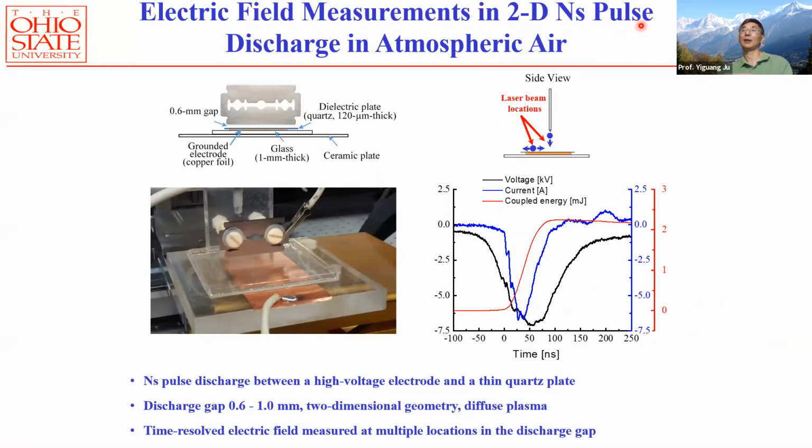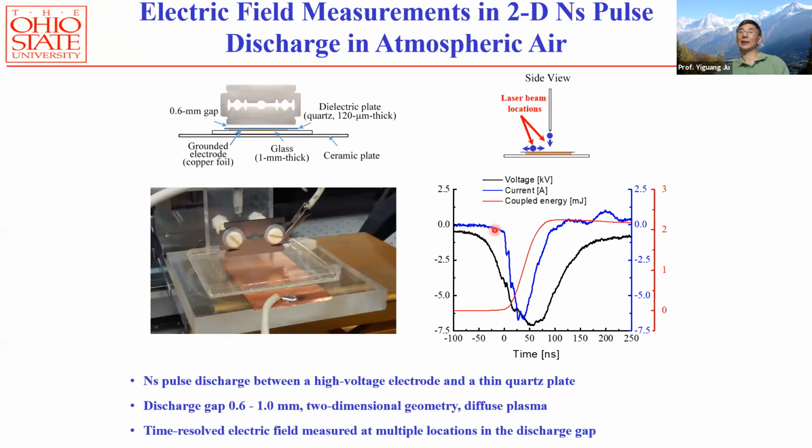2D nanosecond post discharge. As you can see here, you have a knife edge put on top of a glass, and you form a very narrow gap. If you're looking from this direction, you have a knife edge. This is only glass. You want to measure the properties of the discharge between that knife edge and the DBD discharge. So this is the experimental setup.